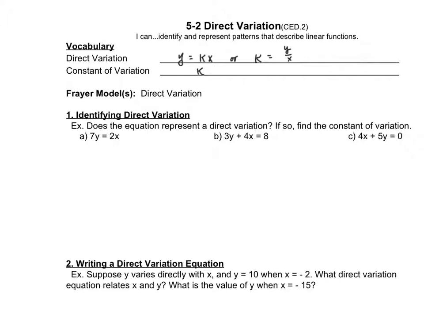The direct variation relationship is that as my x values increase, the corresponding y values will increase, or as the x values decrease, their corresponding y values must also decrease.